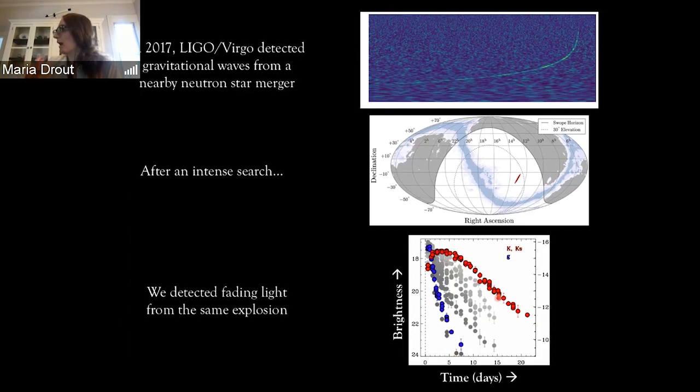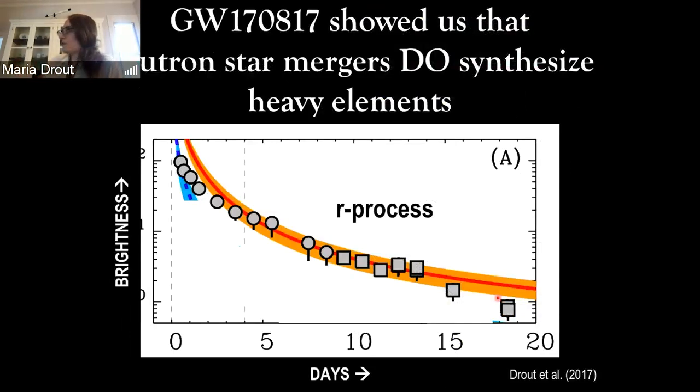And it turns out when we added together all of this light, we found that the fading light from this neutron star merger decayed and faded at almost exactly the rate we would predict for the radioactive decay of those heavy r-process elements. So this event, GW170817, showed us that neutron star mergers do synthesize heavy elements in the periodic table.